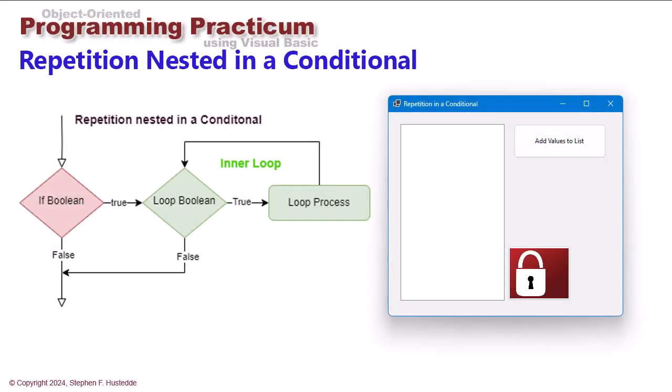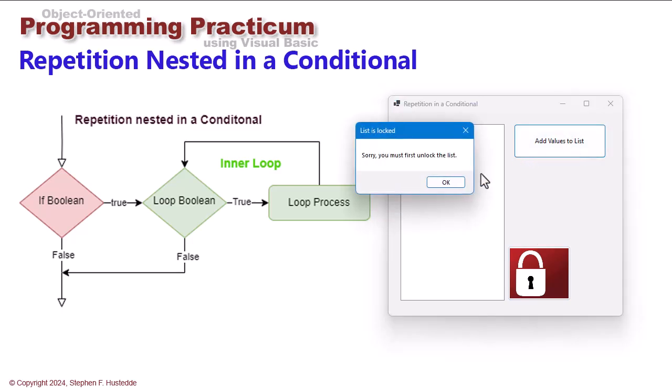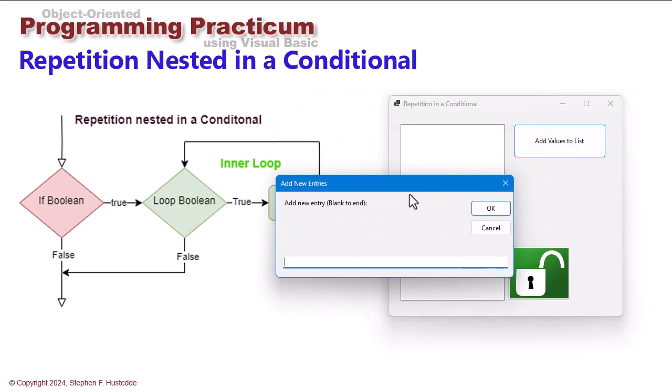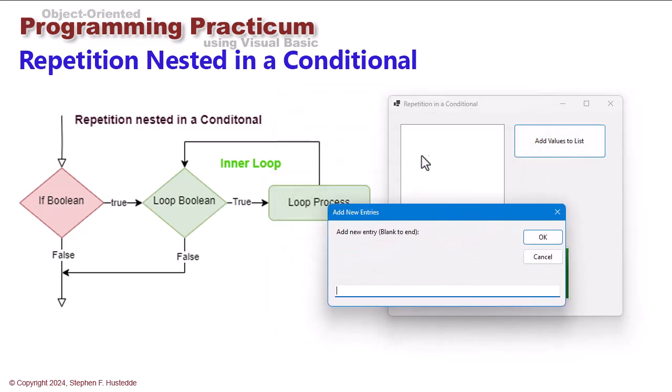This is a very simple application in which we have a list box and a button to add items to the list. And that list box can be locked or unlocked. If I click Add Values to List, I'm getting "Sorry, you must first unlock the list." That's happening within an if, else, end if structure. So if I unlock the list and then click Add Values to the List, it brings up an input box in which I can add anything to this list.